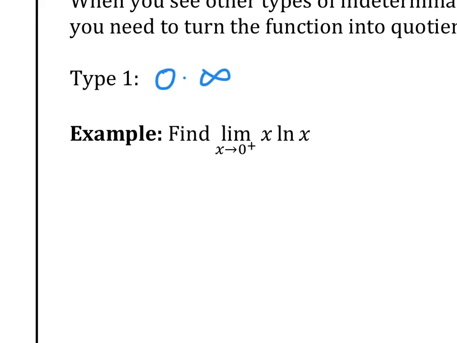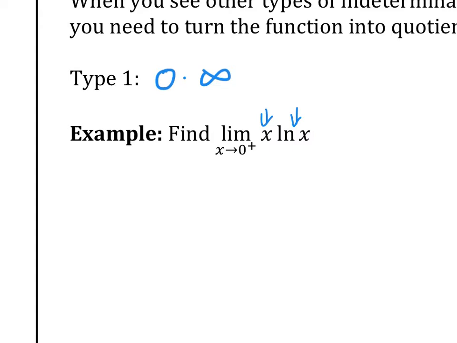So for example, this first one, if you plug in 0 from the plus side, in this function, it's going to go to 0. In this function, it's going to go negative infinity. So then this is 0 times infinity. We cannot use L'Hopital's rule because it is not in the L'Hopital's rule indeterminate form. So we want to get it into a 0 over 0 form or an infinity over infinity form.